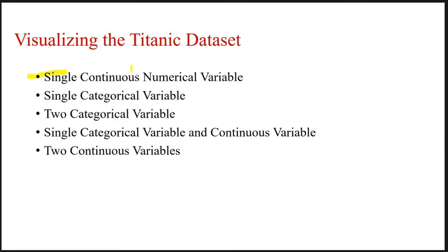We'll first look at single variables only. So we'll look at a single continuous variable, and then we'll look at a single categorical variable. In the next video, we'll look at what type of plots can be made for more than one variable.